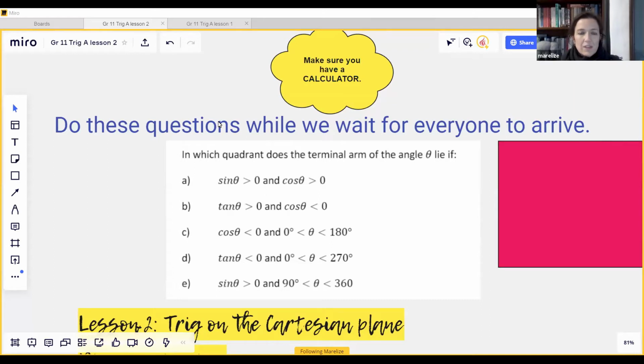And please start working on the 5 questions that are up on the board. In about 2 minutes, we'll start going through them while we wait for everyone to arrive.